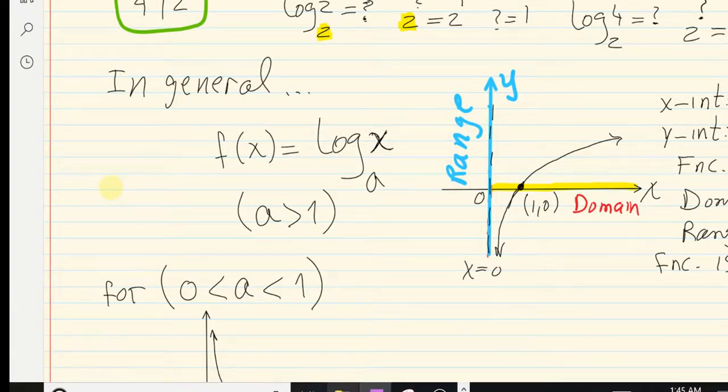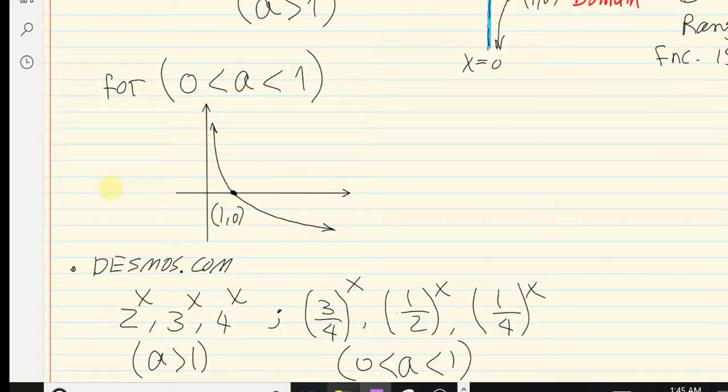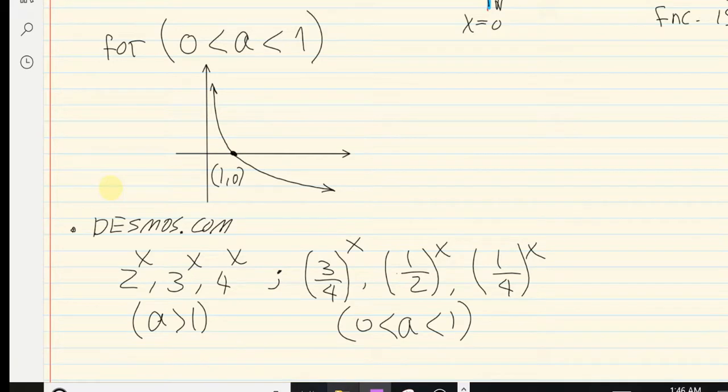Now, what if the base of the log is not greater than 1? It's between 0 and 1. Well, between 0 and 1, this is what the graph is going to look like, as I've shown you. It has the same properties that it did before. The difference is that this is now a decreasing function. You can see the decreasing nature of this function. As you go from left to right, you see that it's dropping. Other than that, it has all of the same properties as if the base is greater than 1. So it just changes the direction it's going.